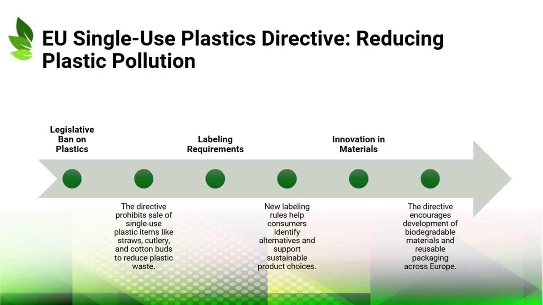The EU Single-Use Plastics Directive, effective since 2021, exemplifies the impact of legislative bans on advancing the circular economy. This directive prohibits the sale of single-use plastic items such as straws, cutlery, and cotton buds, aiming to reduce plastic waste and pollution. In addition to bans, the directive introduces labeling requirements to help consumers identify sustainable alternatives and make informed choices.